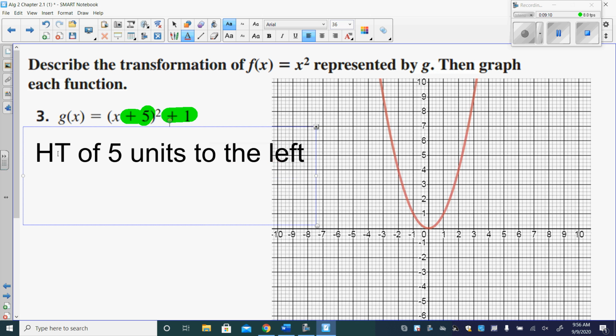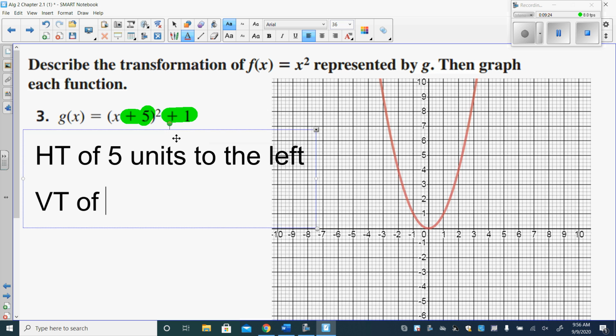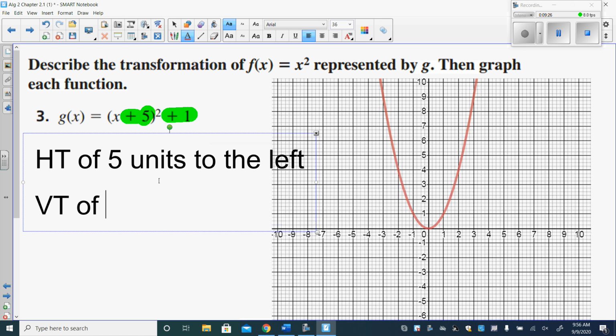Because, again, it's opposite of what we think. Since plus 5, since the 5, we have that plus sign, it means it's moving to the left. And if it was minus, it would have been moving to the right. Now, the plus 1 on the outside tells us we have vertical translation. It's moving up or down. It's going to be moving up or down 1 unit, and it's going to be going up. A vertical translation of 1 unit up, because we're adding 1.